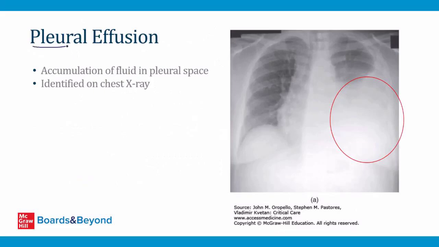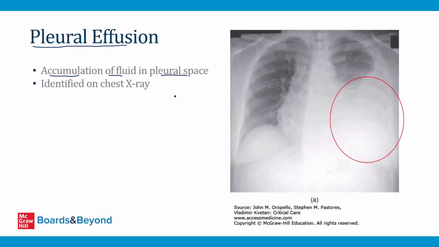Okay, next let's talk about pleural effusions. A pleural effusion is an accumulation of fluid in the pleural space. Remember what I said earlier, there's always a very small amount of fluid in the pleural space for lubrication, but when that amount of fluid expands, that's a pleural effusion. And when effusions in the pleural space get large, they can interfere with breathing.